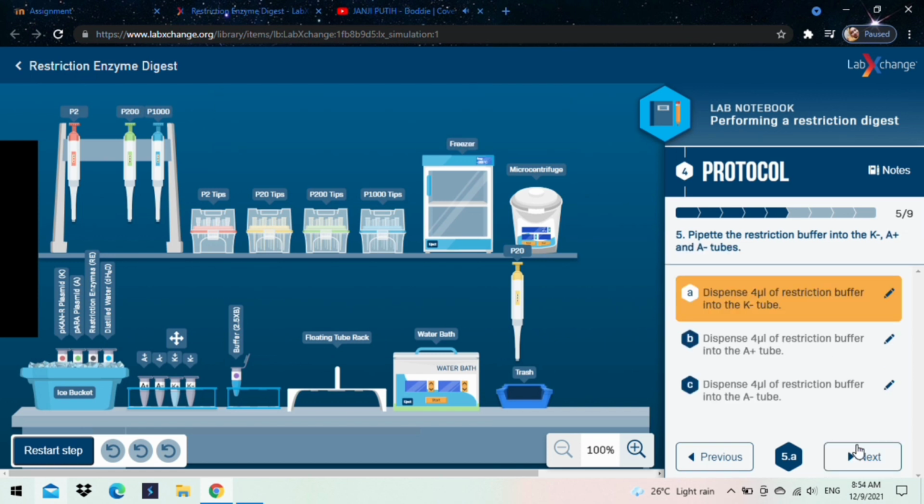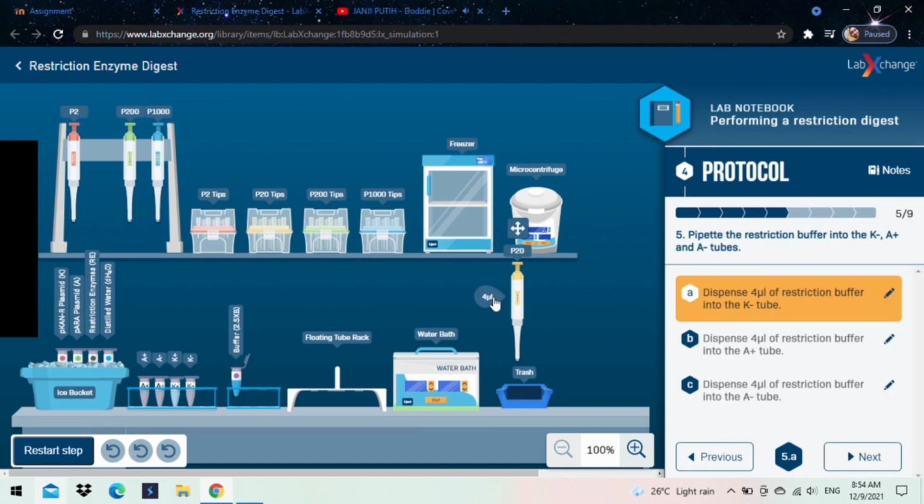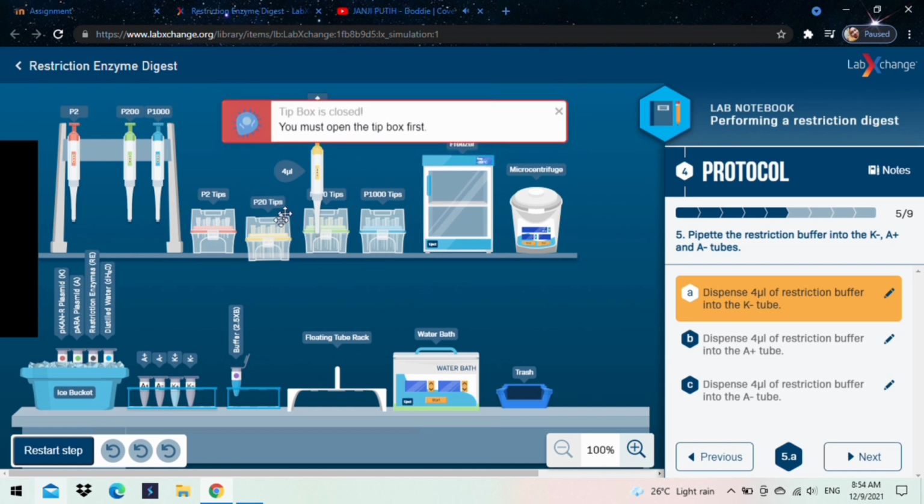Moreover, pipette the restriction buffer into the K-negative, A-positive and A-negative tubes. Dispense 4 microliter of restriction buffer into K-negative, A-positive and A-negative tubes.